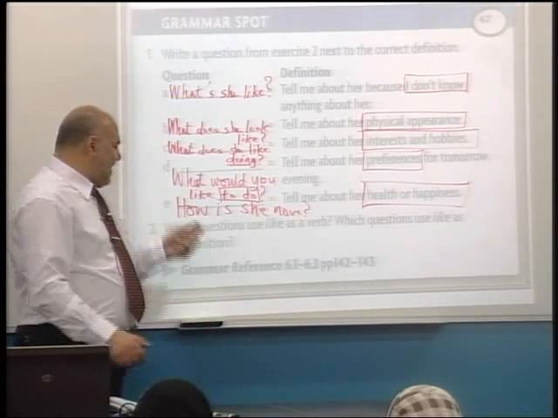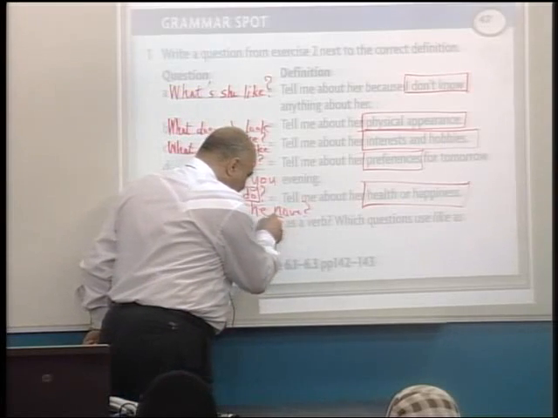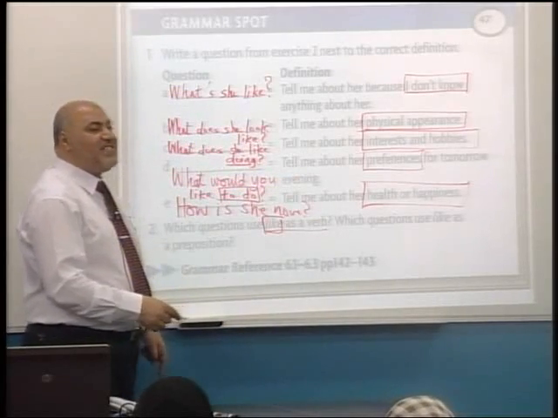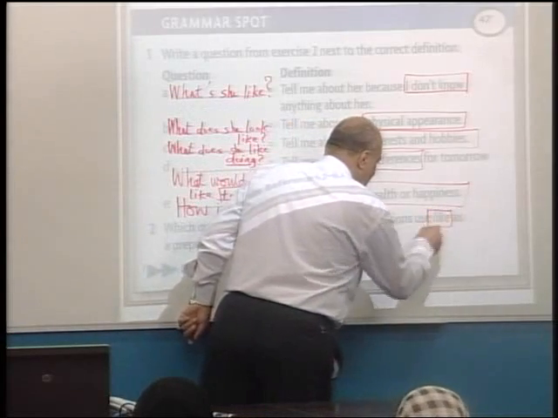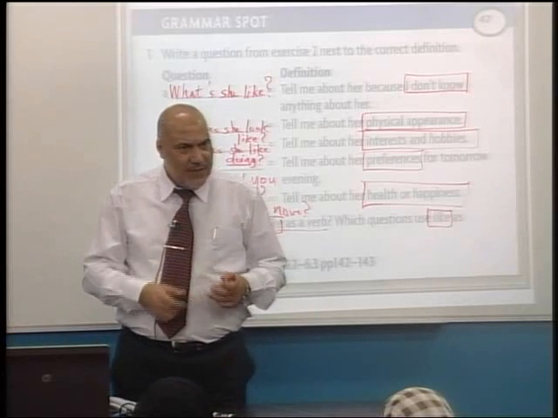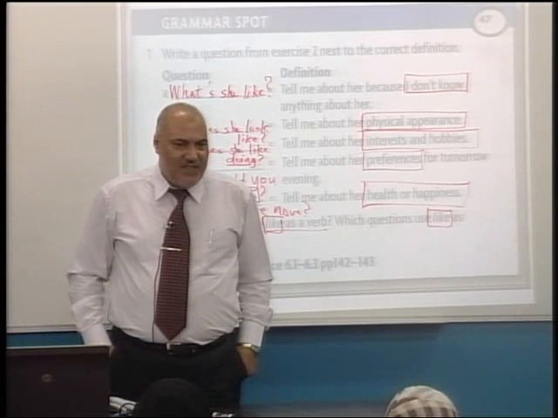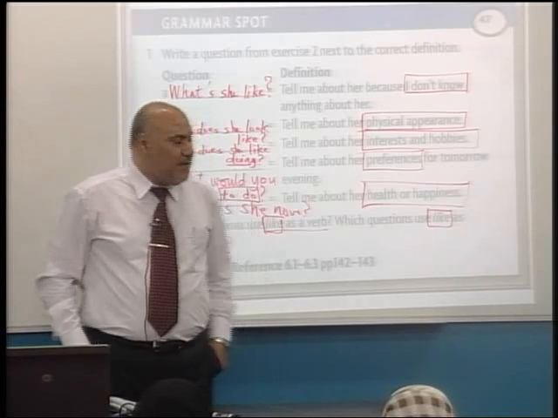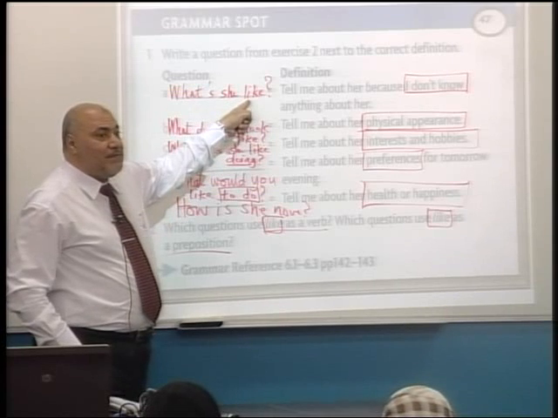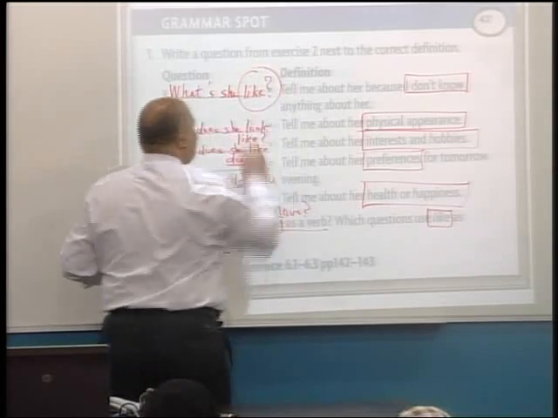Yes. Now, which questions use like as a verb, and which questions use like as a preposition? So we have like as a preposition, and we have like as a verb. As a verb, it means something like love, prefer, want. So, what's she like? What is she like? This like, is it a verb? No, this is the verb, but this is a preposition.